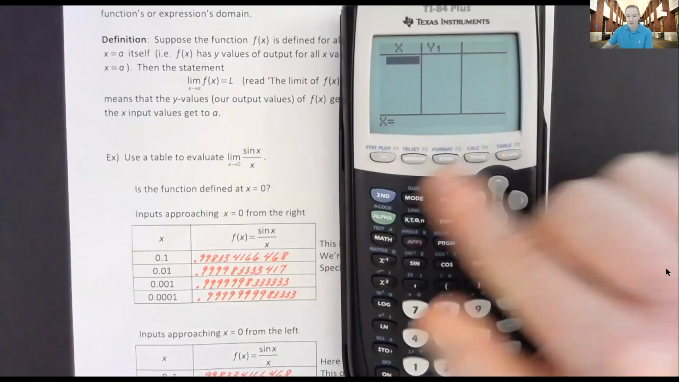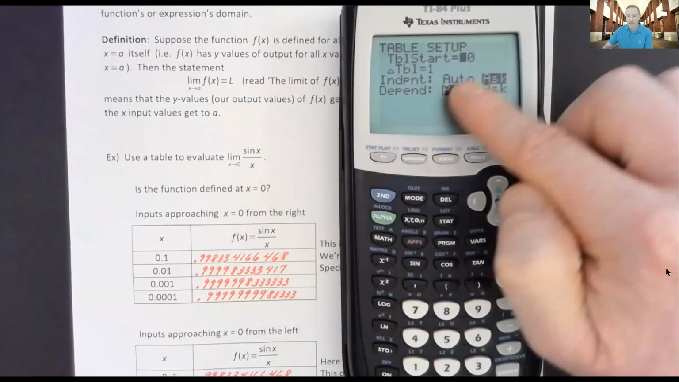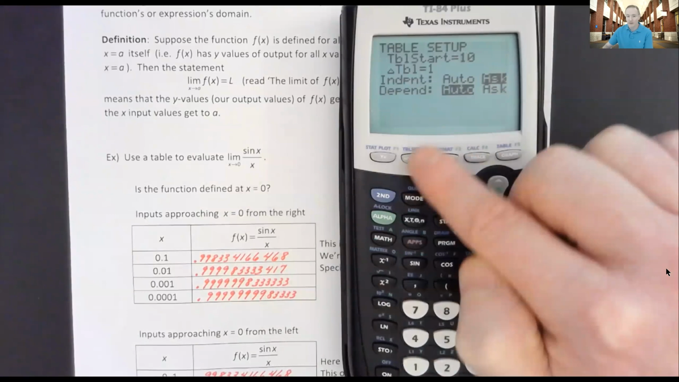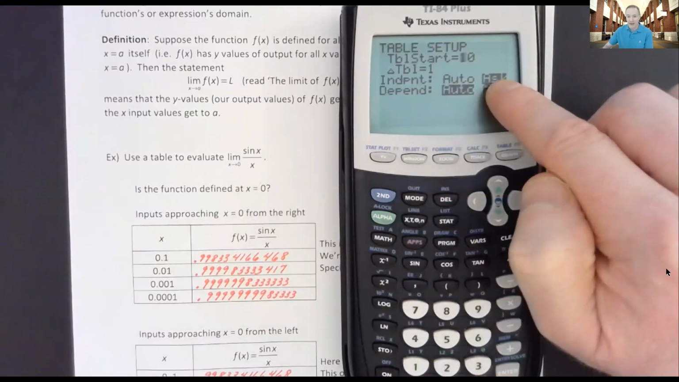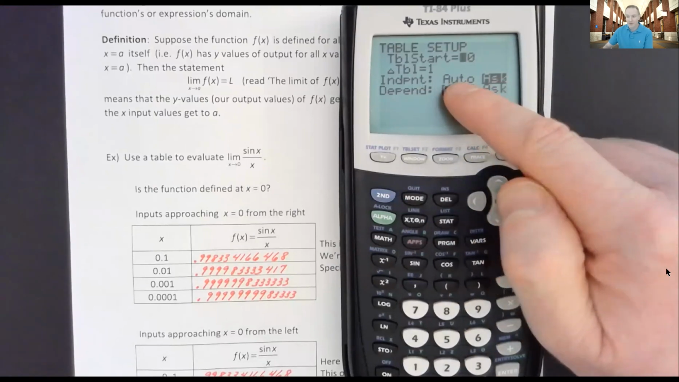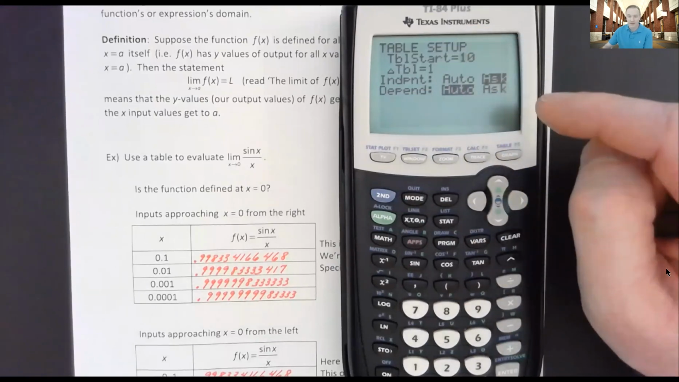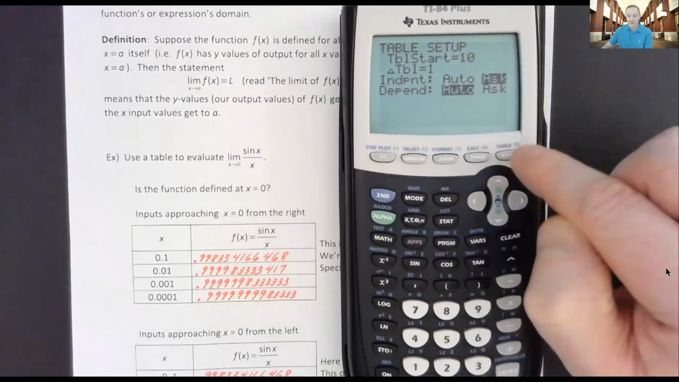On that chart, in order to get it like I have, please change your table setup. The independent variable needs to be on Ask. So you go 2nd Window to get to the table setup. Your independent variable should be on Ask. A lot of algebra classes have you put it on Automatic because they want you to scroll through and see things. That is never beneficial. So we always want to be able to input the x value and see the y value.